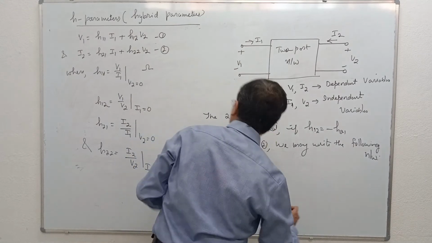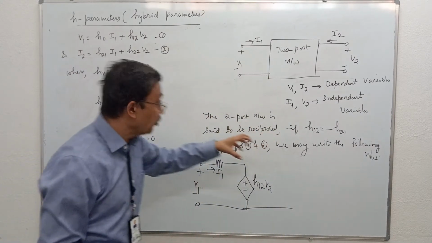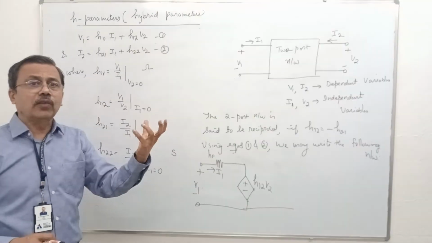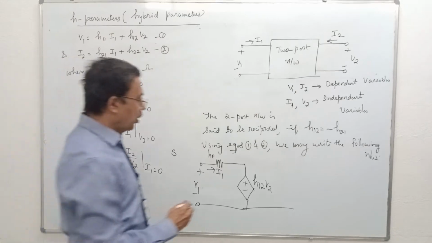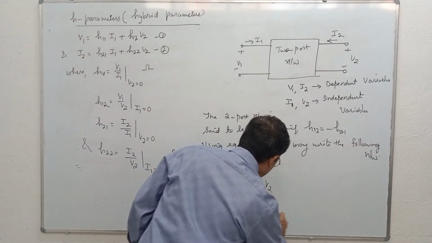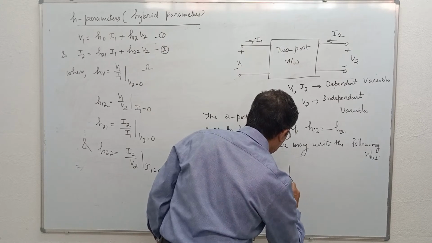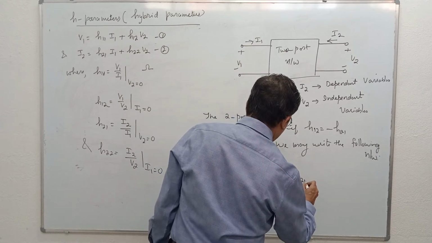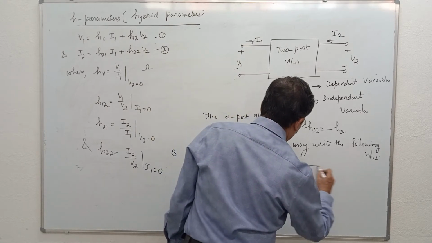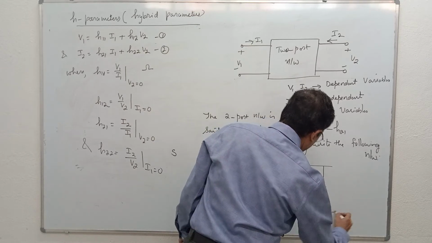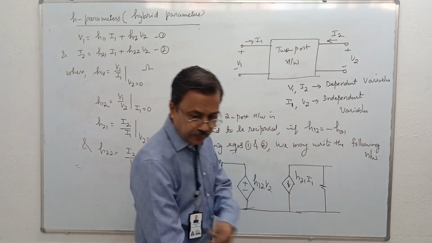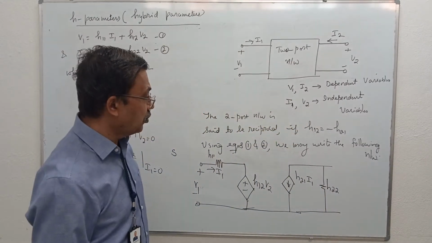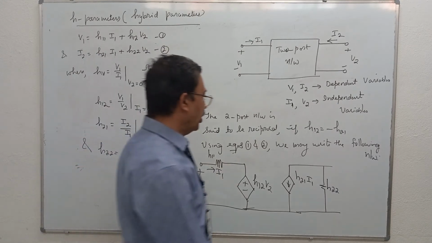Next, I am going to write the remaining part of the network so that this equation is visualized. Equation 2 is visualized if you apply Kirchhoff's current law at node number 2. This is the current source which is H21 into I1, and here I write H22. What is the unit of H22? Unit of H22 is Siemens. That means H22 represents the admittance.